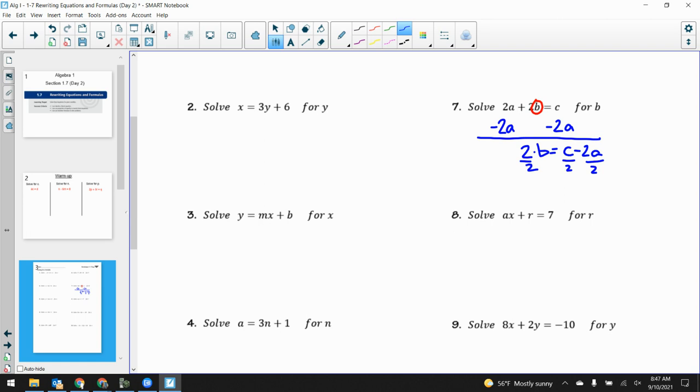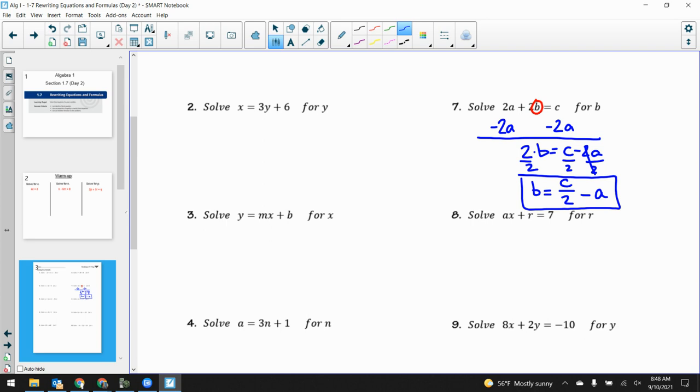Sorry, that's just the rules. So B is equal to C over 2 minus. Now, do you see this 2 over 2? That can cancel, leaving just an A. So B is equal to C over 2 minus A. B is completely alone. There's my answer. Any other questions on 7?